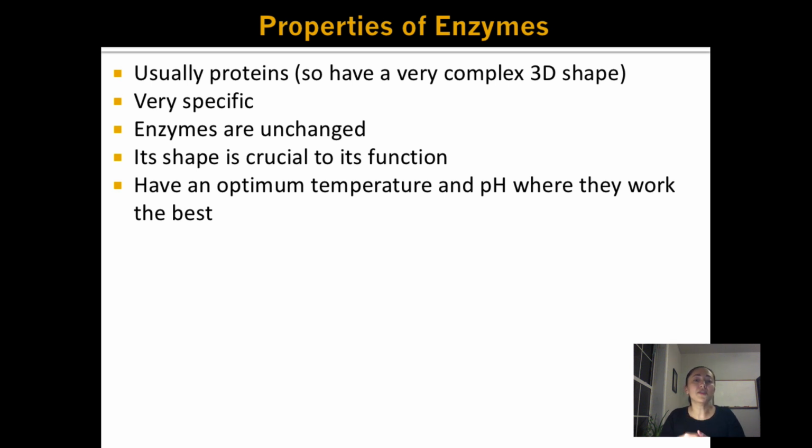An enzyme's shape is crucial to its function, as I stated. So denaturation and things like that can really affect an enzyme. If an enzyme loses its shape, it will no longer be able to change anything, to interact with the substrate. And enzymes have an optimum temperature and an optimum pH where they work the best, and this all depends on where they're typically found and the type of organism they're typically found in.